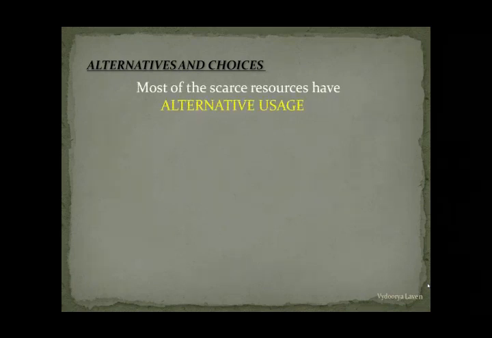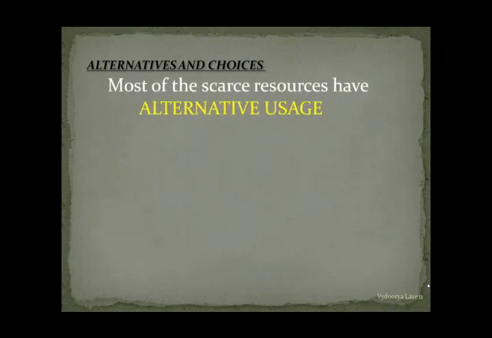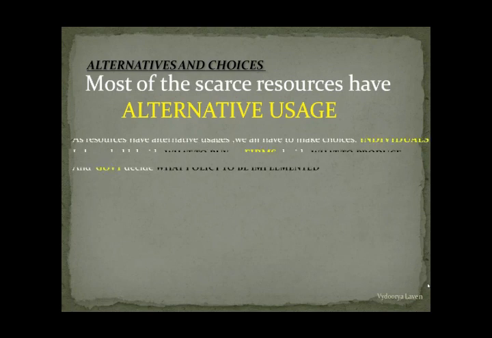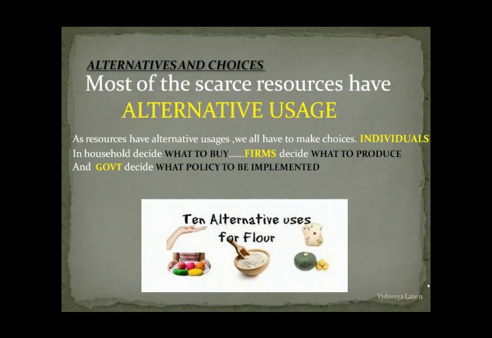The next concept is the alternatives and choices. Most of the scarce resources have alternative usage. What does it mean? It means the resources are not only used for one purpose, but are used for various purposes. More simply, just look at this picture. It states that the flour can be used for many purposes. This is the alternative usage of the flour.